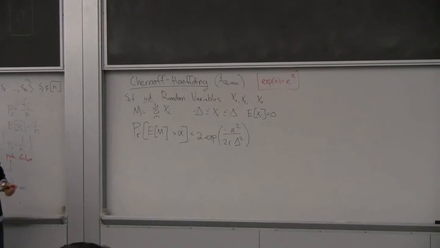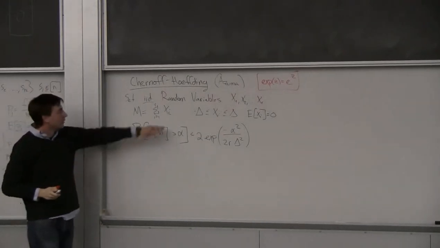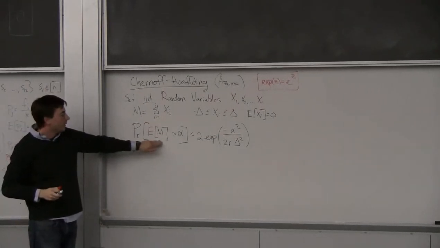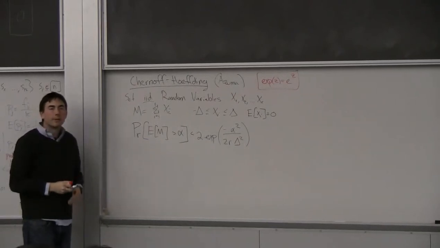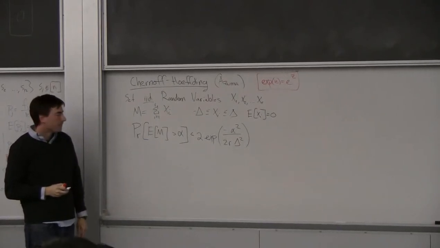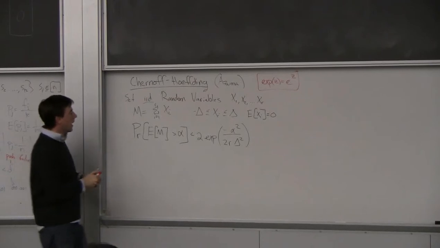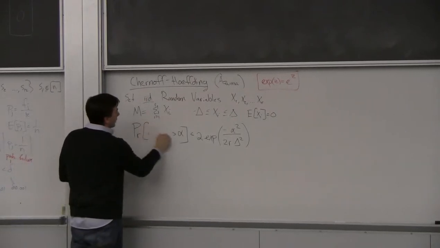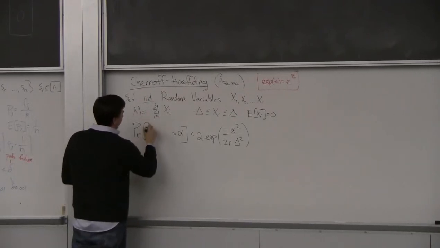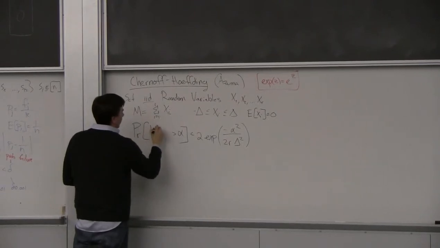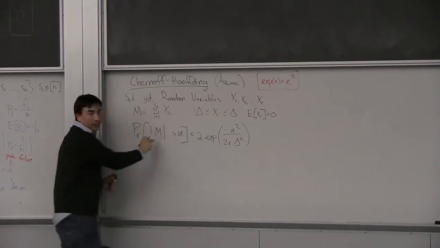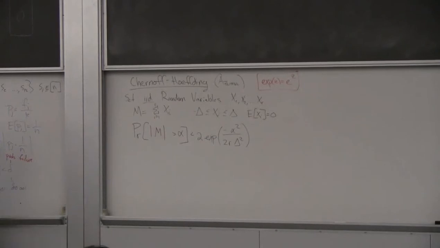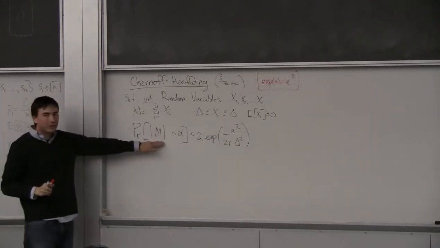It means that if I have a bunch of these random variables and I sum them up, that should just be m, not the expected value of m, right? Yeah, thank you. The absolute value of m. Great. So there are versions of this where this is only one-sided.